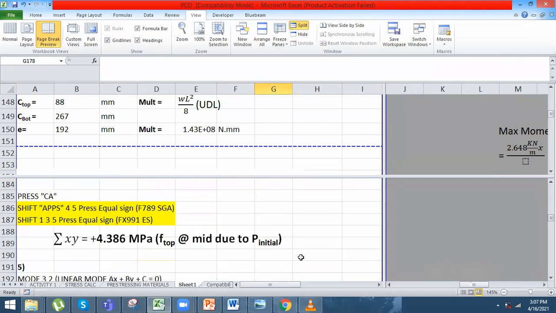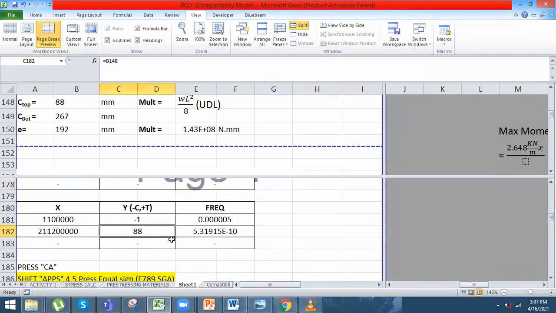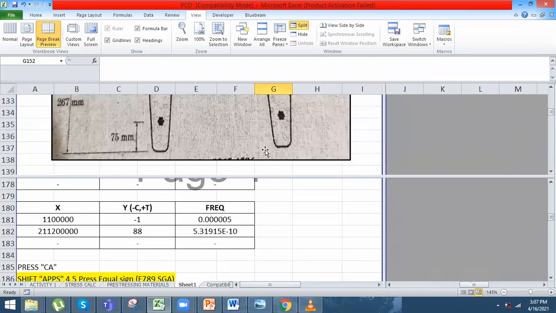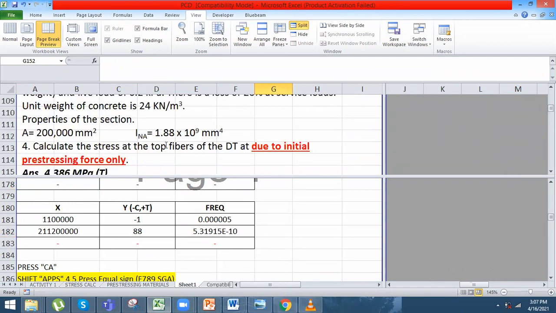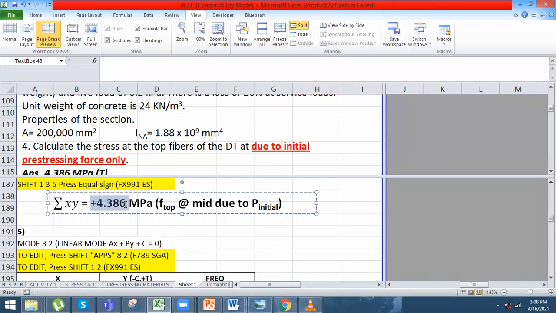So, ayan. Sa problem number 2. Okay? So, yan. So, ito, since, ano ba yung pinapakonsider sa number 4? Top fiber. Okay? So, when it is top fibers, we're going to use the top. So, C top. This is positive 88. Okay? So, shift ups 45 or shift 135. That will generate into 4.386 megapascal. That is the stress at the top sa may mid, okay, ng ating beam due to the initial pre-stressing force.